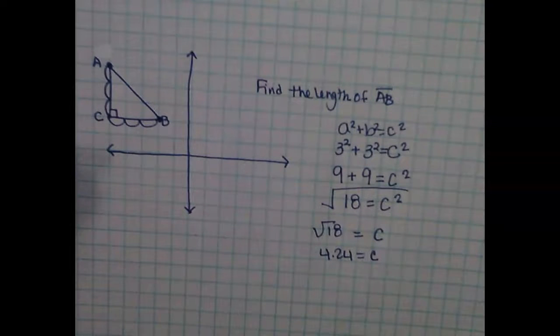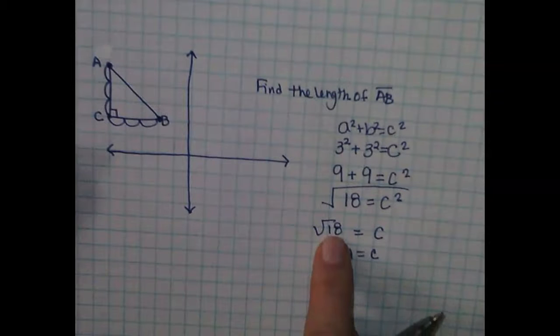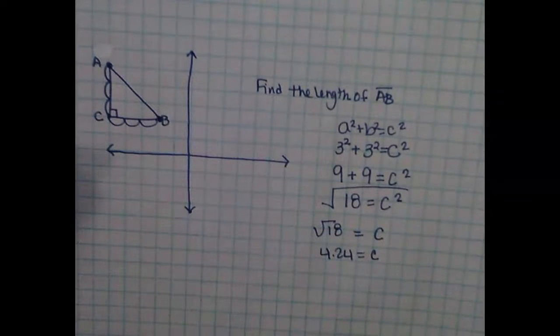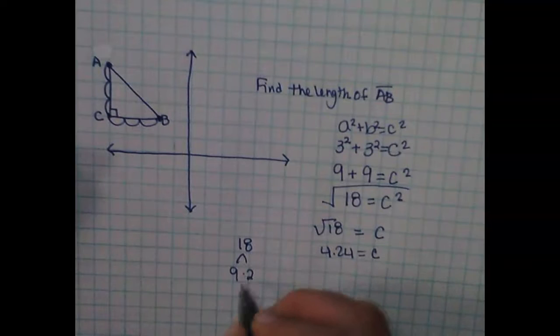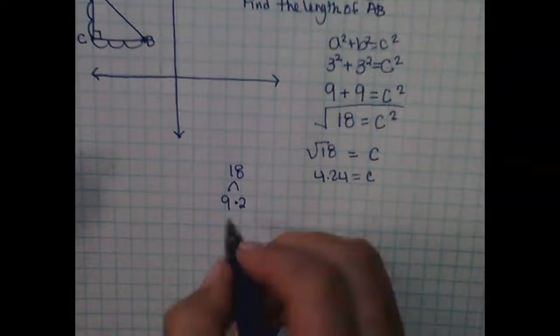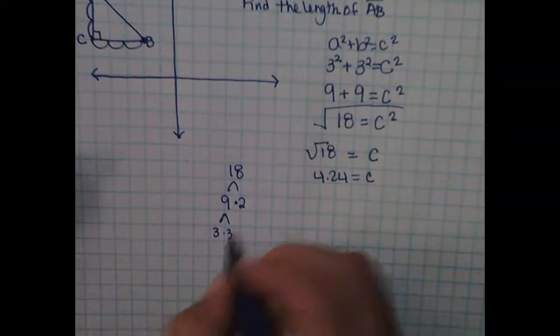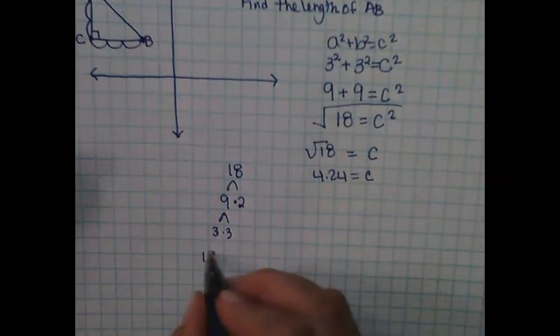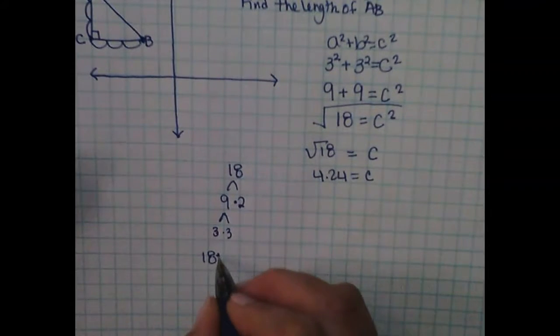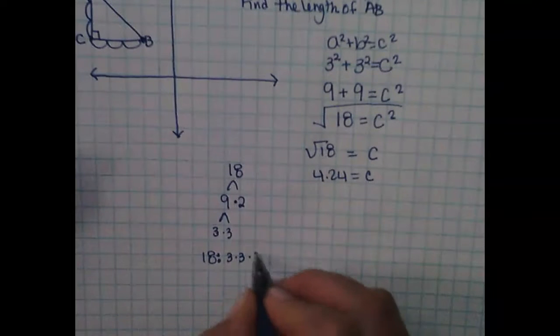Now, if you were doing algebra or even geometry in high school, they're going to want you to take that and keep it with the square root, but simplify it. Well, what would that look like? So let's do bonus round. What's the tree for 18? 9 times 2? What's the tree for 9? 3 times 3? So would you agree 18 is 3 times 3 times 2? I agree. So 18 is 3 times 3 times 2.